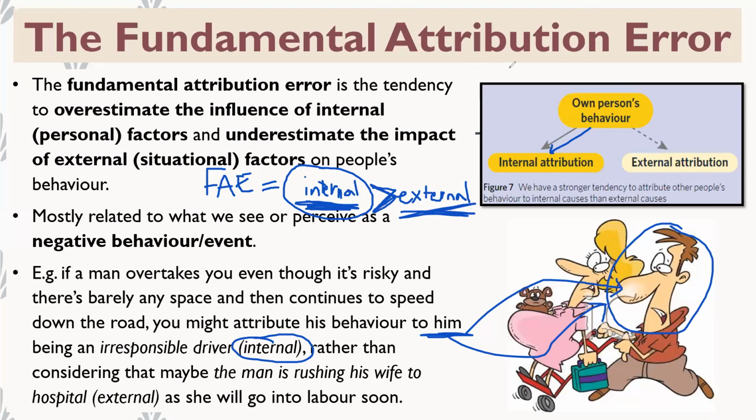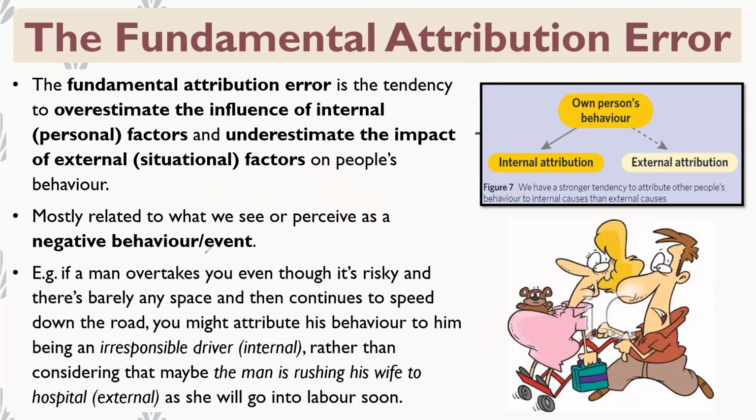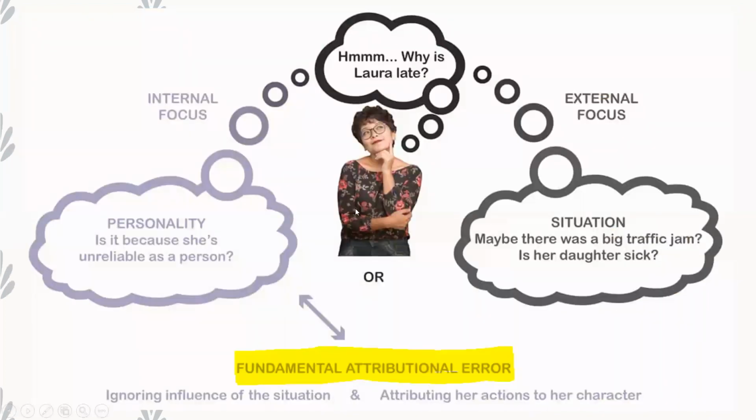And the fundamental attribution error applies more for negative behaviors and events, like someone cutting you off on the road or someone coming late to class, which are seen by most people as negative or not positive events. Okay, so the next thing that we're looking at is just an example.